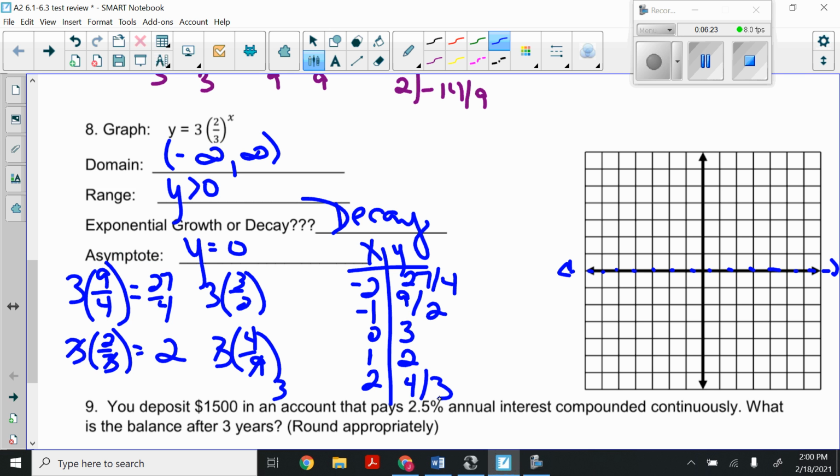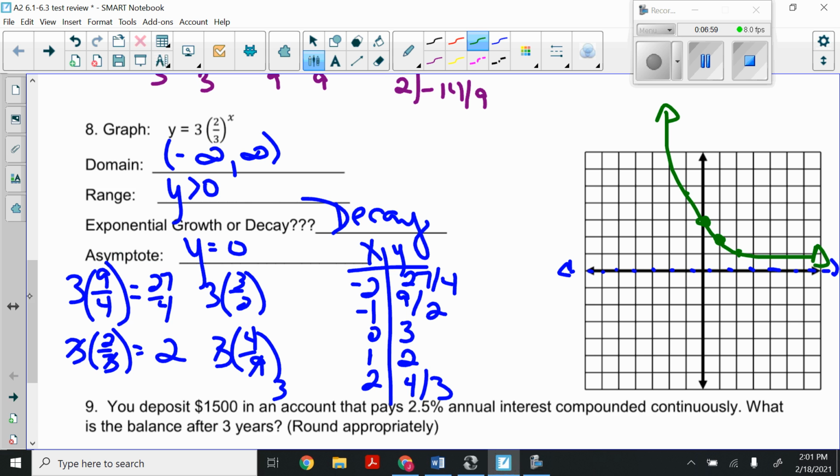Right. So let's go ahead and graph these. So over 0 up 3. Over 1 up 2, over 2 up 1 1/3, -1 up 4.5. My -2 is way up here. So again, I can see that it's going to get close to this asymptote, but it's not going to touch it or cross it. And again, by graphing it, I can tell that it is indeed a decay function because from left to right, it is decreasing.